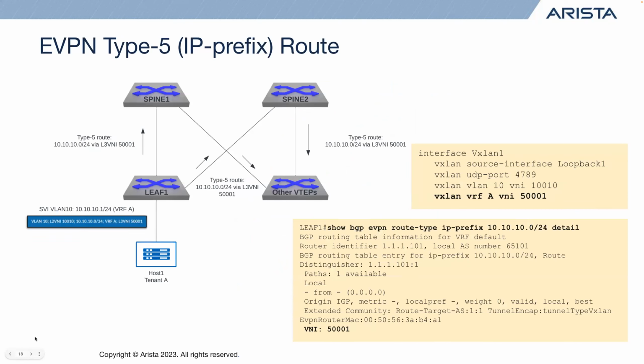Okay, let's take a look at EVPN type 5 IP prefix routes. So here, leaf 1 is advertising the 10.10.10.0/24 type 5 IP prefix route with a layer 3 VNI of 50001. And if you look at the VXLAN interface configuration, we can see that VRF-A is mapped to the 50001 VNI. And if we look at the type 5 here in show BGP route type IP prefix, we can see the layer 3 VNI is indeed attached.